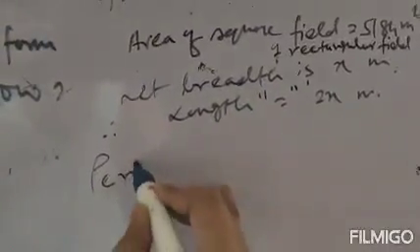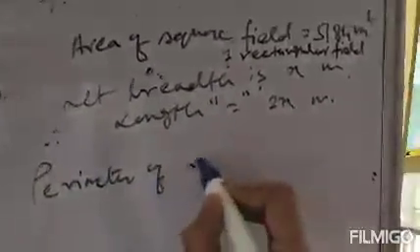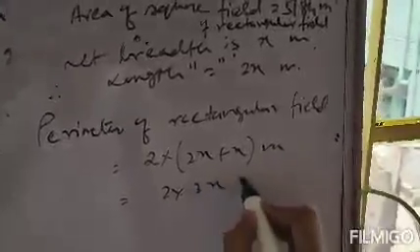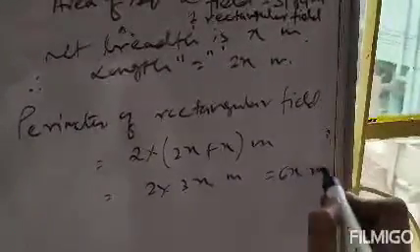So the perimeter of the rectangular field formula is 2 into length plus breadth. You have to mention rectangular or square field. Perimeter of the rectangular field is 2 into length plus breadth. That is 2 into, length is 2x and breadth is x meter. Therefore 2 into 3x meter. This will be 6x meter. So perimeter is 6x meter. Now this perimeter of the rectangular field is equal to the perimeter of the square field. That means perimeter of the square field will also be 6x meter.